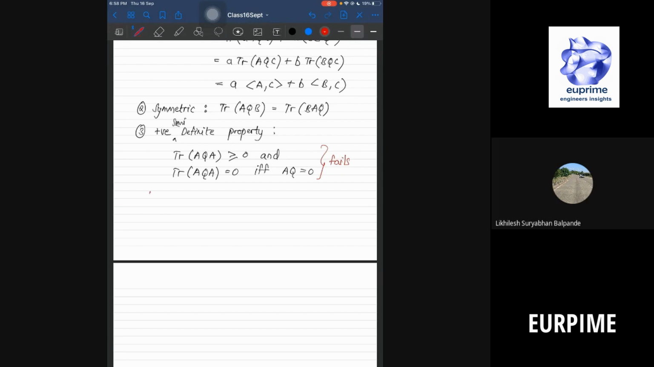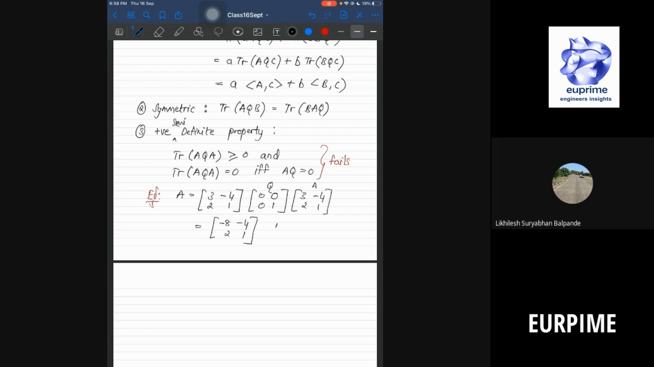So for example, let A be the matrix [3 -4; 2 1], and let Q be the matrix [0 0; 0 1], multiplied by [3 -4; 2 1], which is nothing but A again. So if we multiply these three matrices, we'll get our final answer as [-8 -4; 2 1].